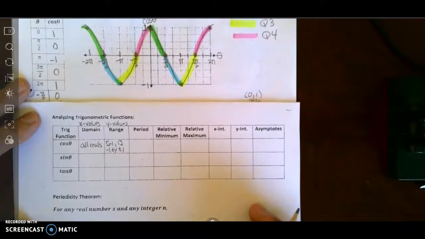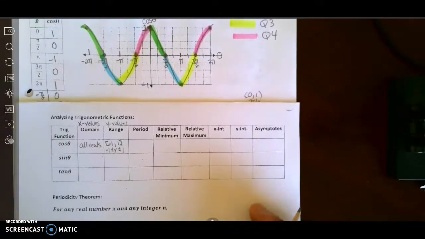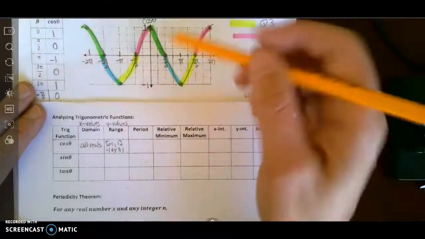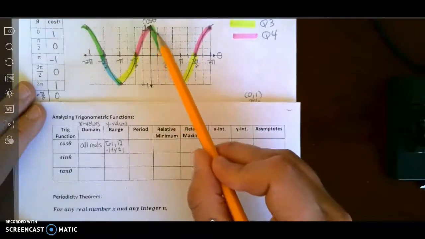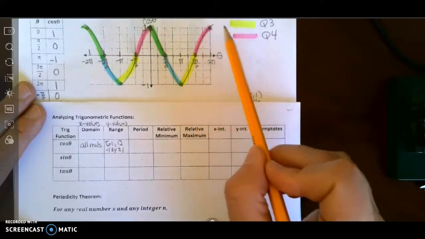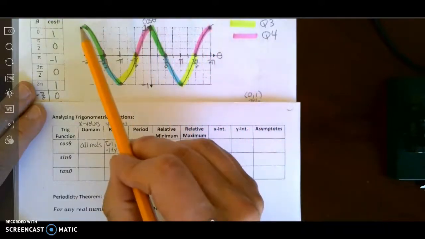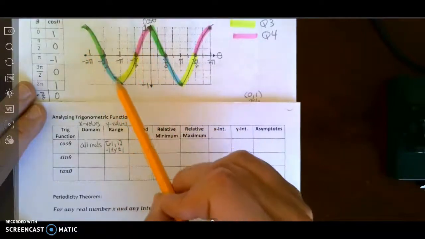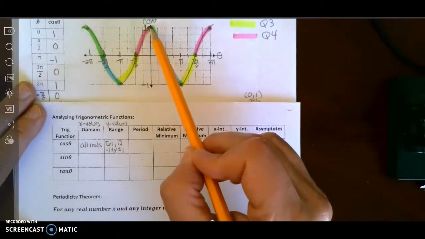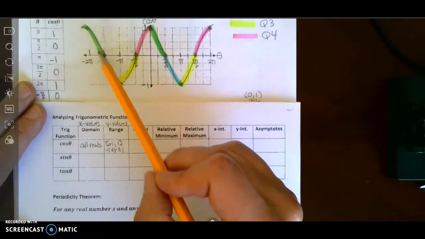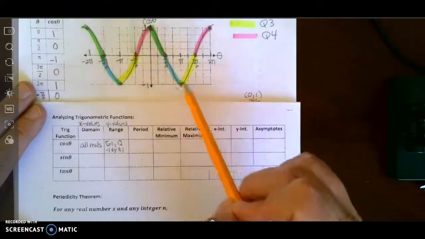Period means how long does it take before the pattern repeats. And so I look at my graph, it started right here, and it makes this full U, and then it would repeat. You can see this right here, where I have all 4 colors before the pattern repeats. It's really not looking at the colors as much as the pattern. I have a U, and then the U repeats.